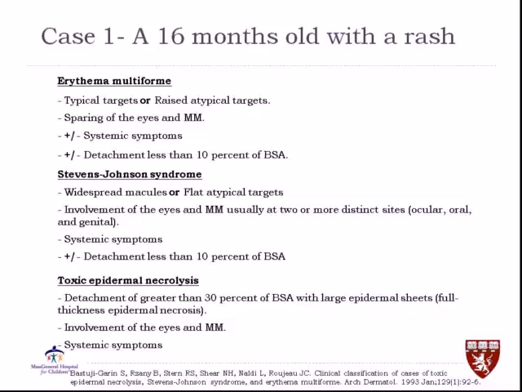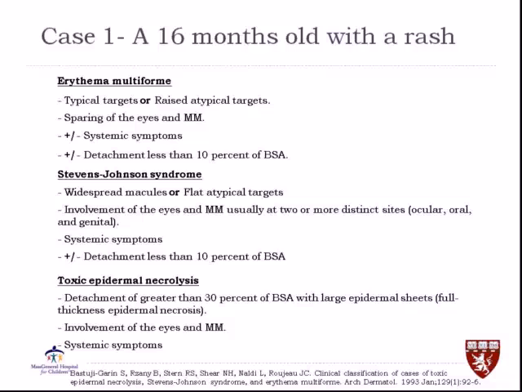They can have liver involvement. They can also have joint involvement, and these are things we also need to ask about, abdominal pain, ambulation patterns, etc. And the detachment in Stevens-Johnson's is also less than 10% of the body surface area.